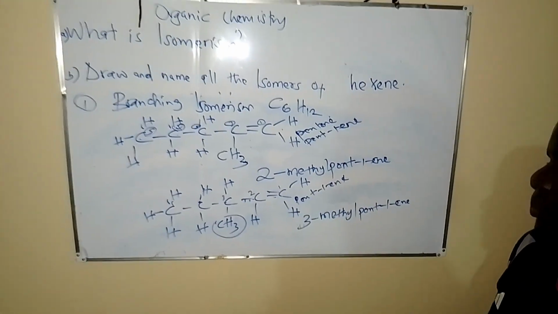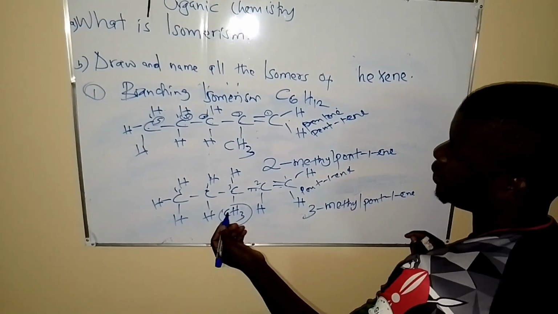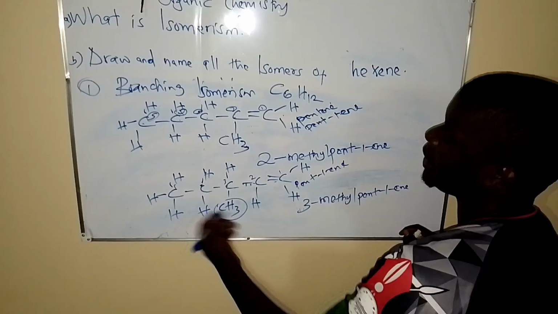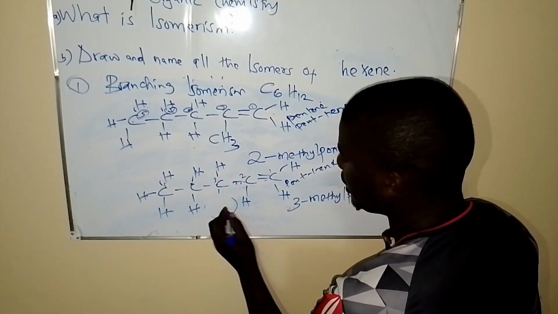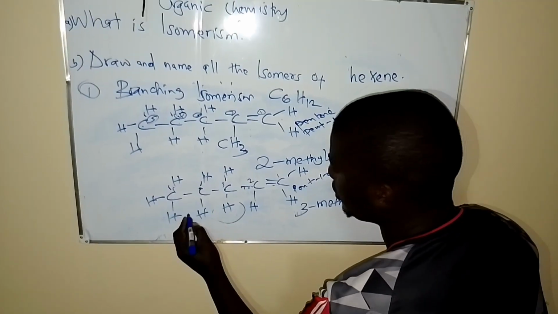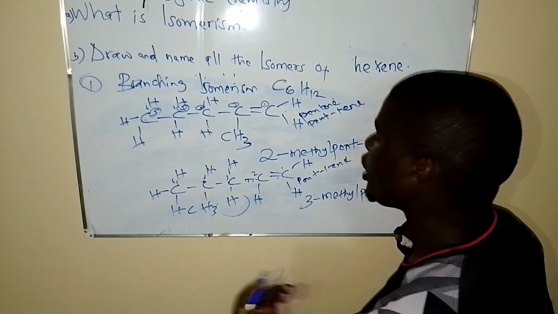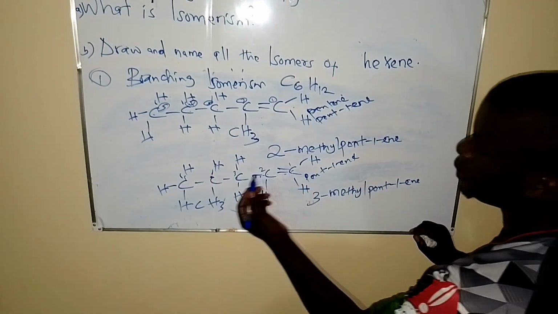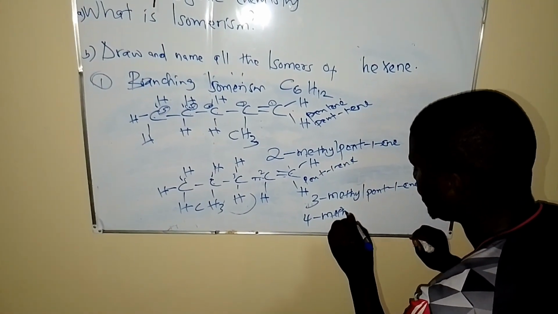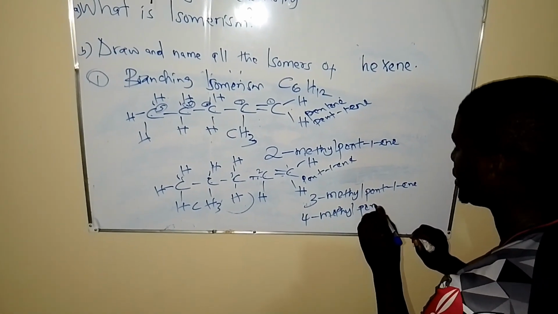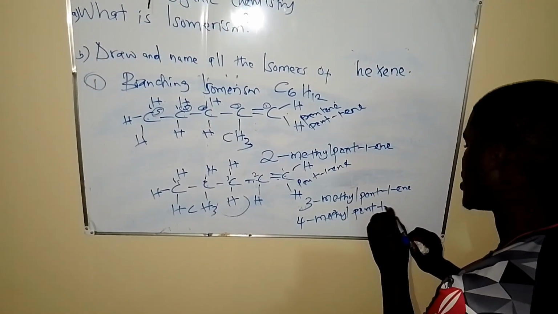We can have as many, because we are going to change this one from here. We can bring it here so that it can be 4. If we remove it from here, so this is hydrogen, we bring it here, it's going to be 1, 2, 3, 4. It's going to be 4-methylpent-1-ene.